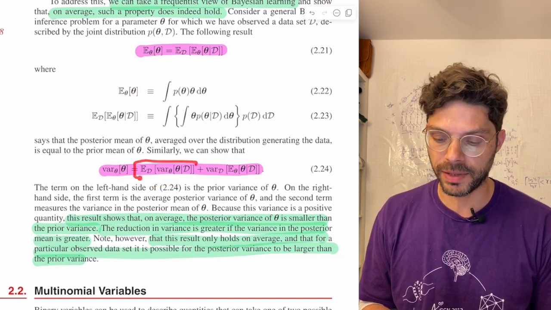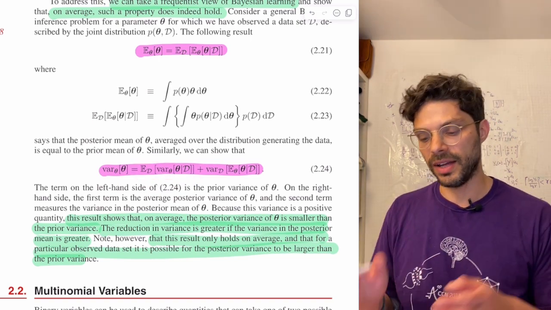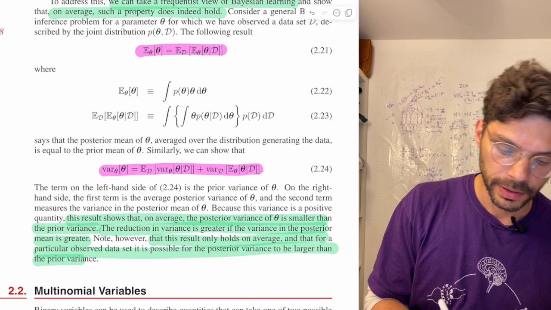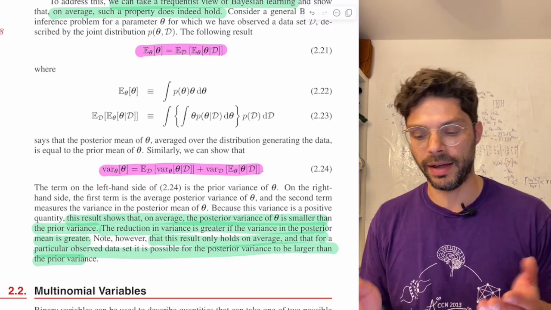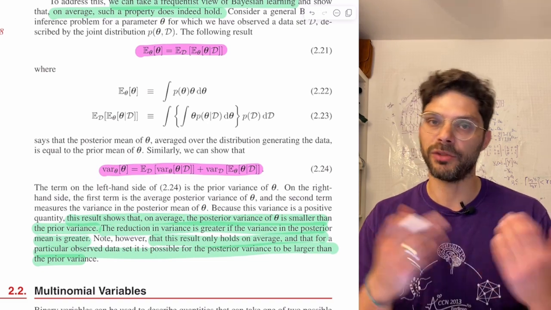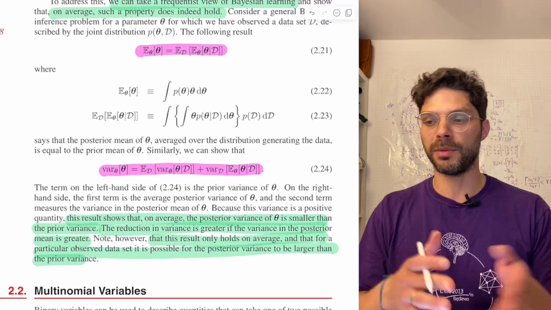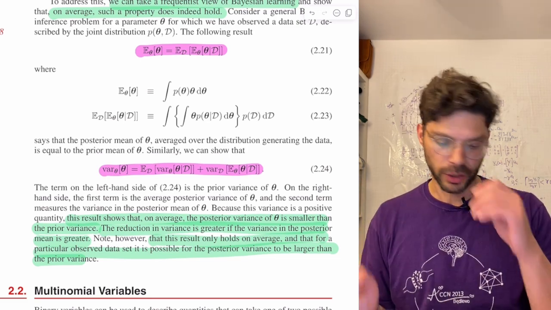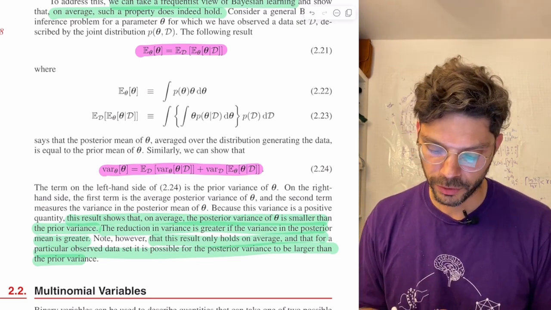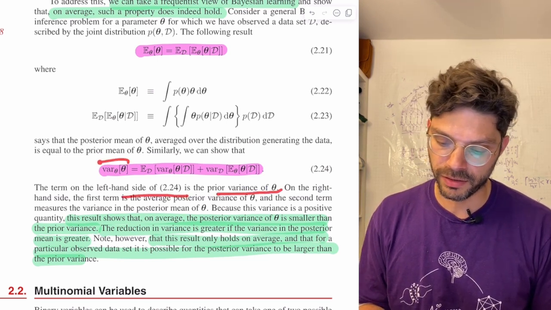So the expectation over data sets of the posterior variance is less than that of the prior. It essentially just means that on average, your variance will go down, but that's only on average. Sometimes the variance might go up. So for a particular data set, the variance after observing the data might go up, but on average it goes down. So the term on the left-hand side of 2.24 is the prior variance of theta, so that's this thing.